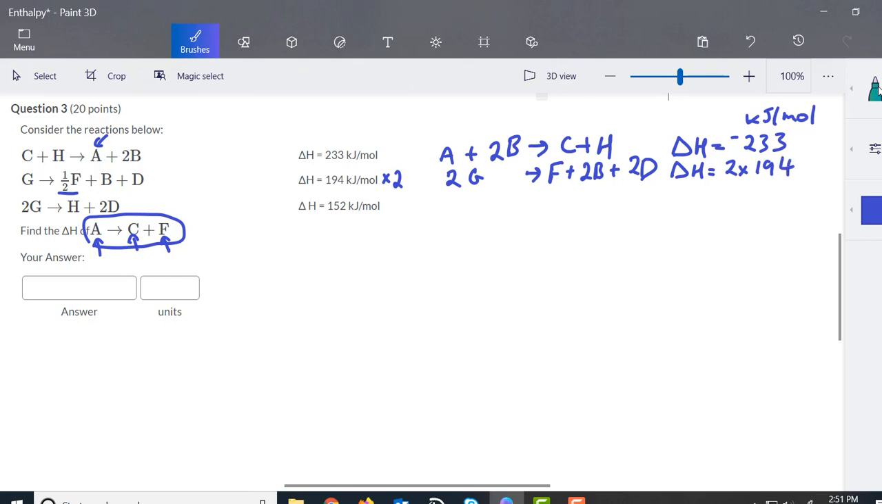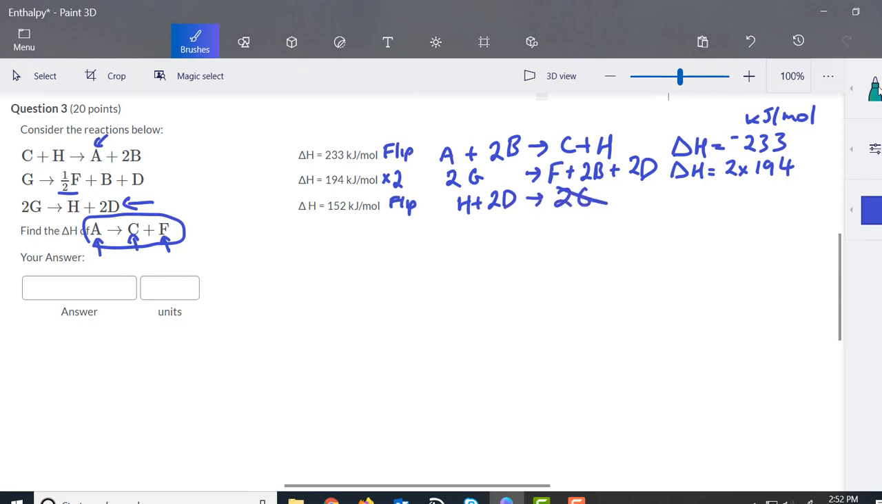Then we have to figure out what to do with this third reaction. As you can see, there's nothing in the third reaction that's actually in the final reaction. But we can see that if we were to leave it the way it was, the G's wouldn't cancel. So if I do switch this around, so I'm going to flip 3. And I flipped 1 as well. Then what's going to happen is I'm going to end up with H plus 2D gives 2G.